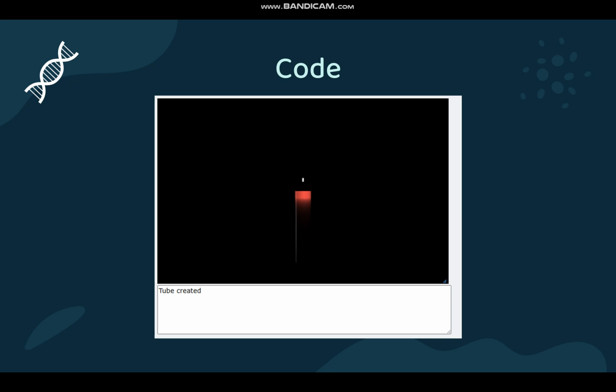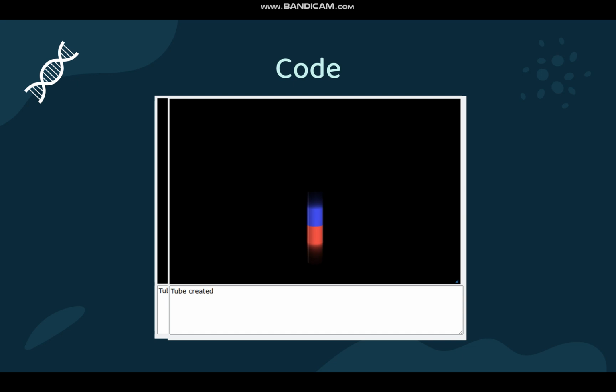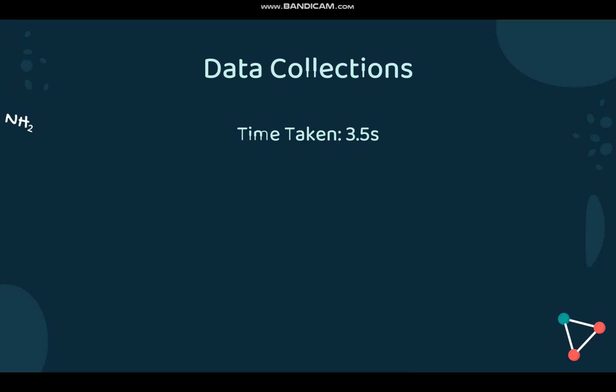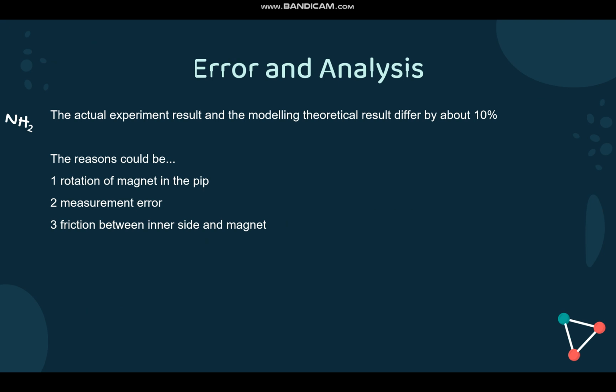This is what the model shows. First we create the tube, and then the magnet falls through it, and this is in the middle of the tube, and then finally it goes through the tube and falls over. We find that the predicted time is about 3.12 seconds. Through the data collection using the setup, we found that the actual time taken is around 3.5 seconds. The error, we predict, is mainly coming from the rotation of the magnet in the pipe.